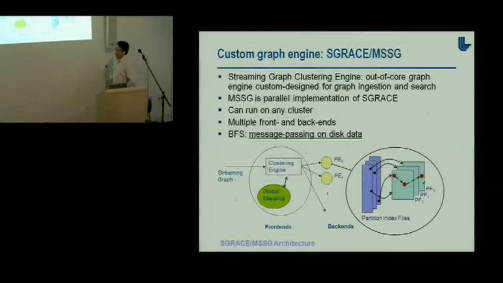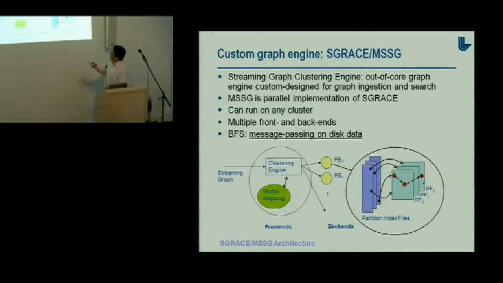So we asked ourselves the question: how about we customize the graph engine systems for our needs? So we have developed our own graph search engine called SGRACE, and MSSG is a parallel version of that. This system consists of front ends and back ends.